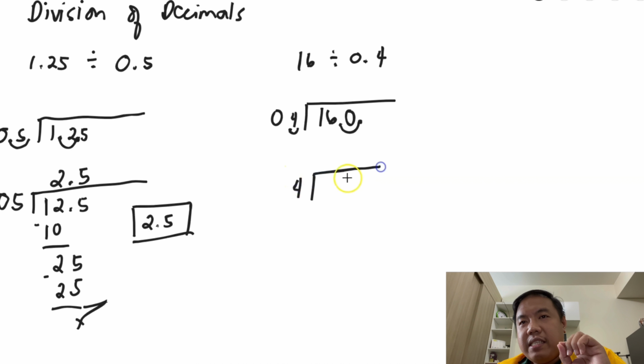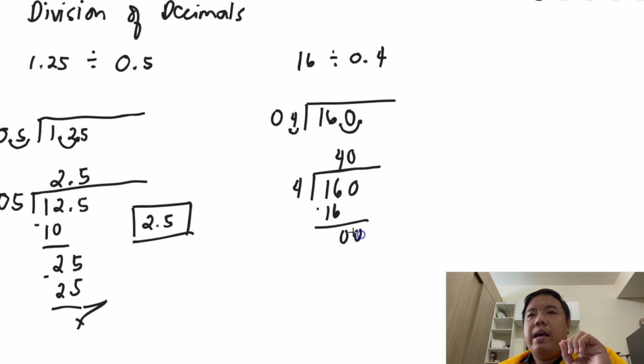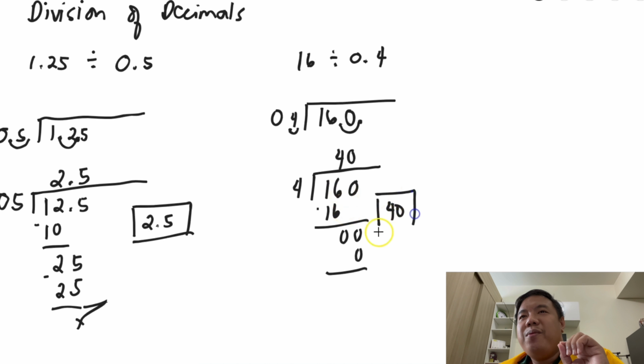And then, 160 for the inside. So, how many 4s are there in 16? There are 4. Very good. Then multiply. So 16. Subtract. It's 0. Okay? Eh sir, meron pang isang 0. E di ilagay din dito yung 0. At mawawala na rin naman po yung 0 natin dyan. Okay? So final answer is 40. Very good. Ayan. Oo. One last para siguradong kaya natin to. Diba?